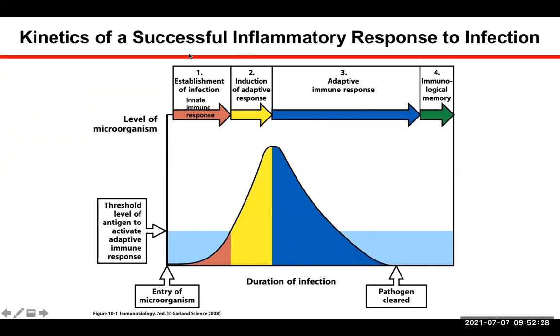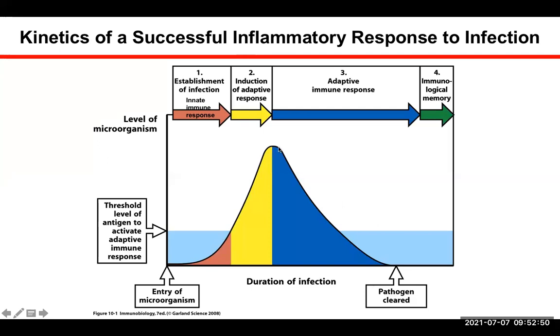During this first stage, the infection is establishing itself. Then your innate immune system is going to do its best to try to clear it. But if it doesn't, it's going to recruit the adaptive immune cells to help kill off whatever the microorganism is.